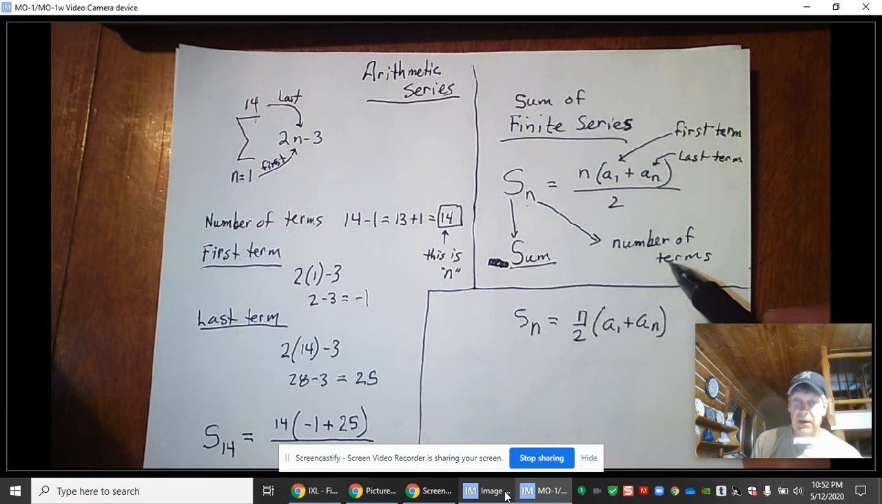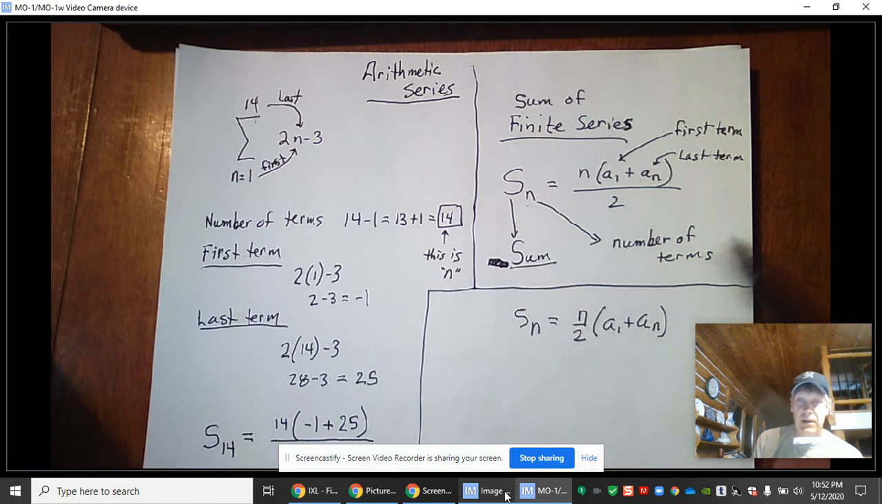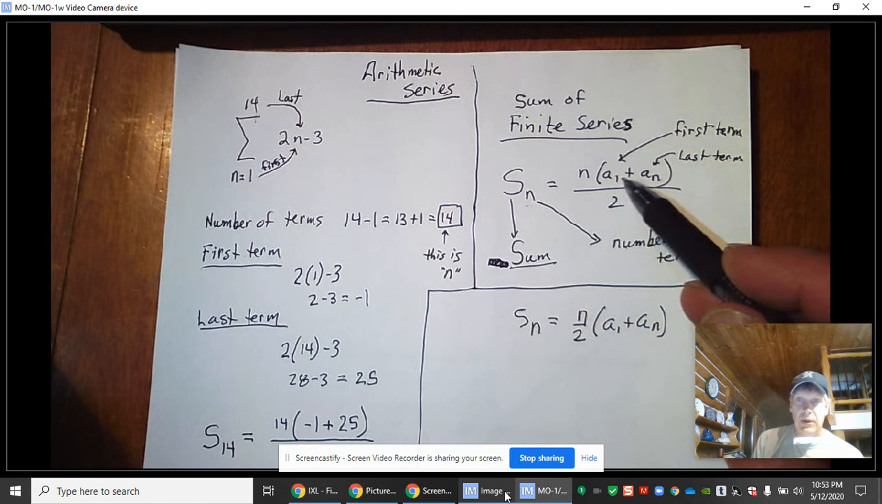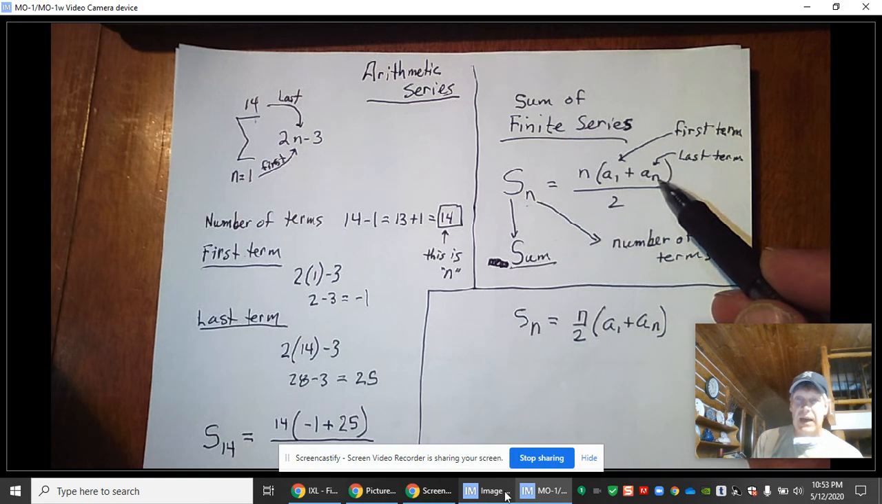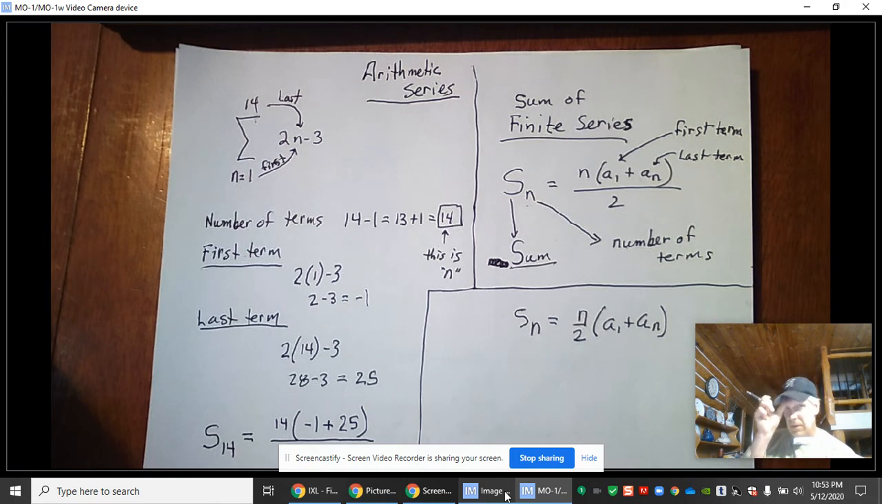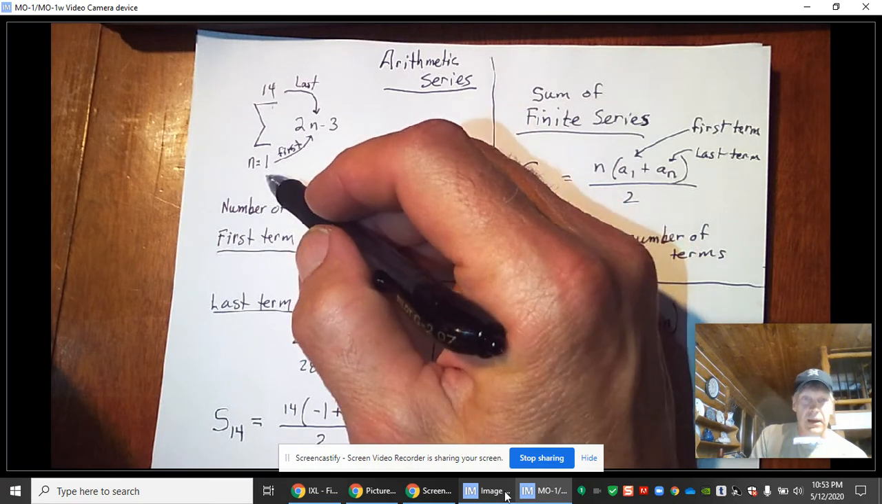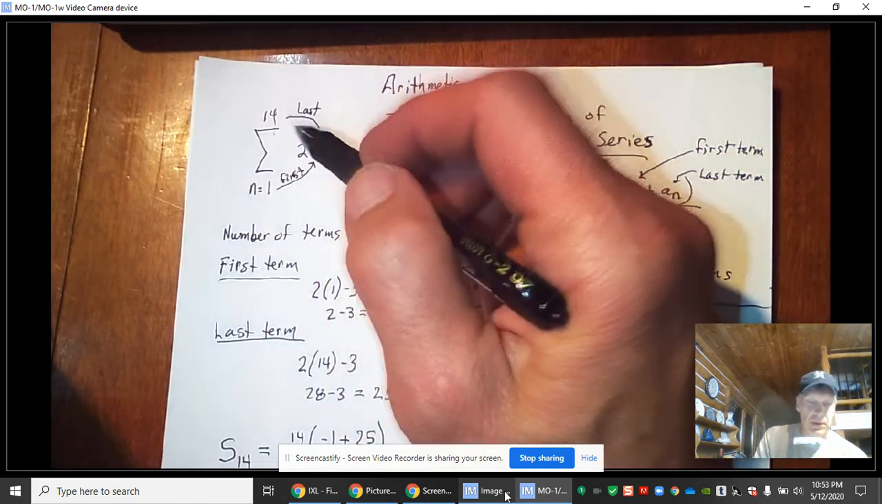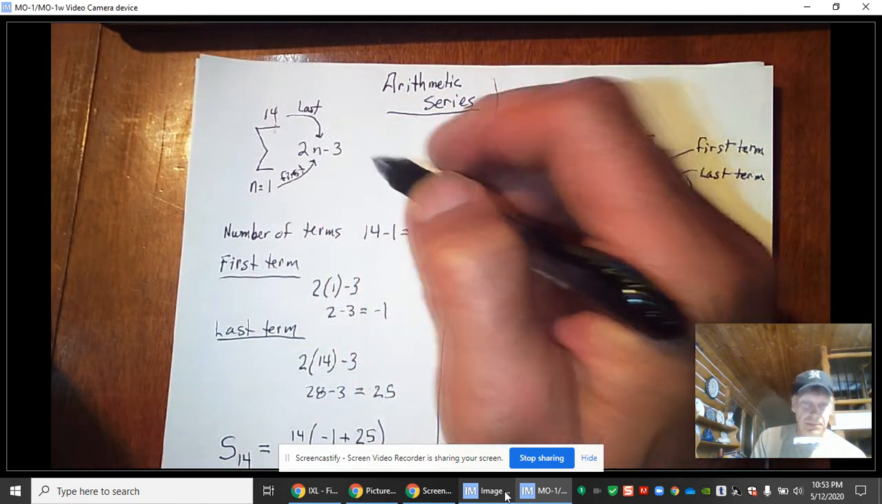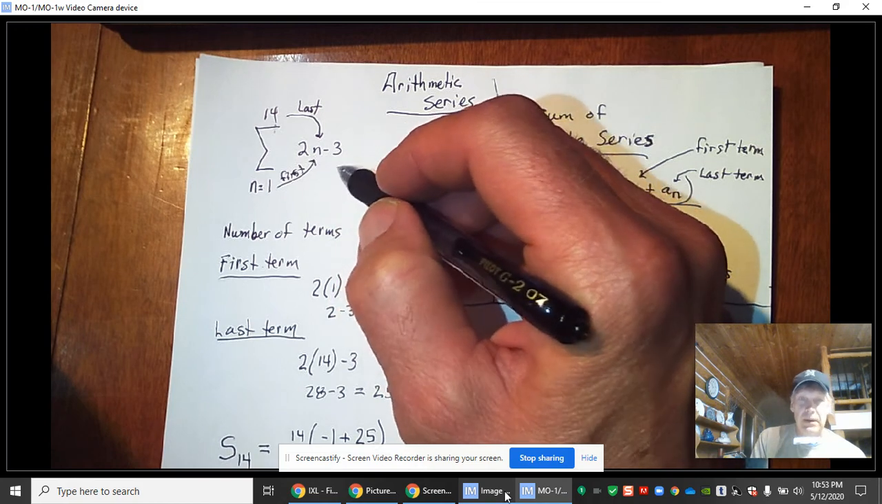Well, n is the number of terms you're going to get, and you did IXL on that yesterday, so I'll cover it here in a sec. A sub 1, remember, is your first term. A sub n is the last term. So in the first example, I have n going from 1, that's the starting point, to 14, the last one. And my rule is 2n minus 3.